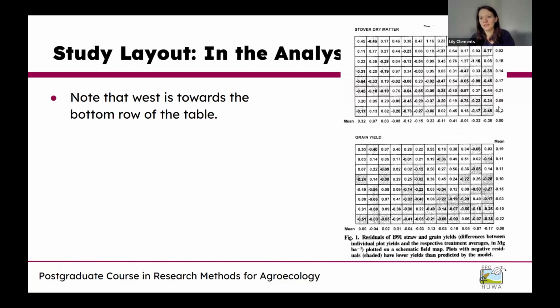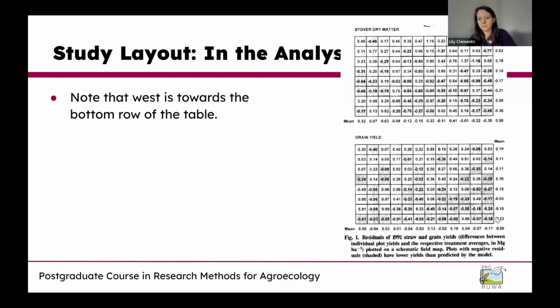We have negative 0.36 as our average difference on the bottom of the plot, and plots with negative residuals have lower yields than predicted by the model. So towards the bottom, we have lower yields because we have more negative values, and towards the top of the plot, we have higher yields because we have these more positive values. And we see that in the Stover dry matter and in the grain yield, so in 2 different things.